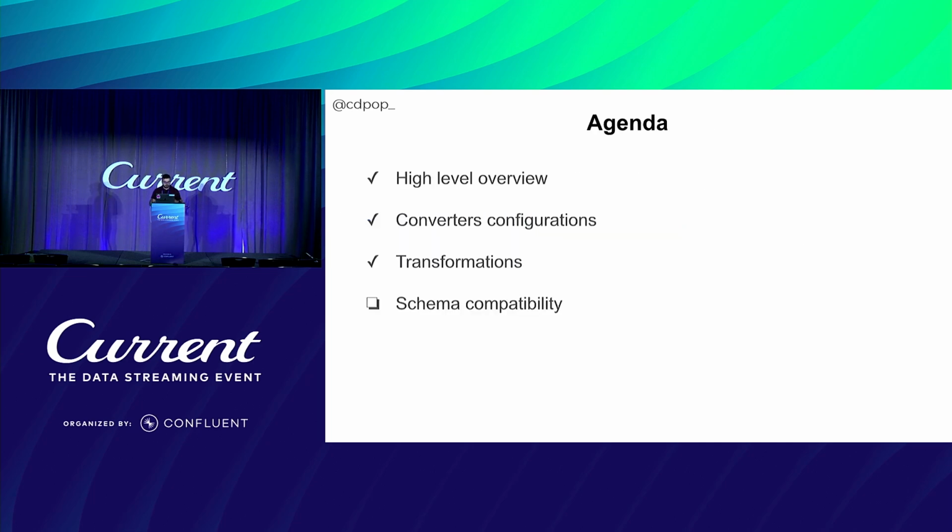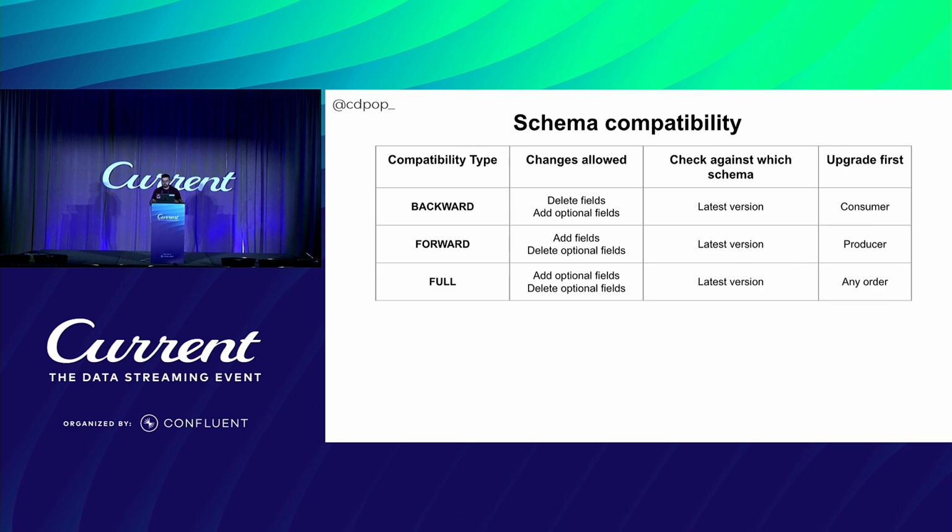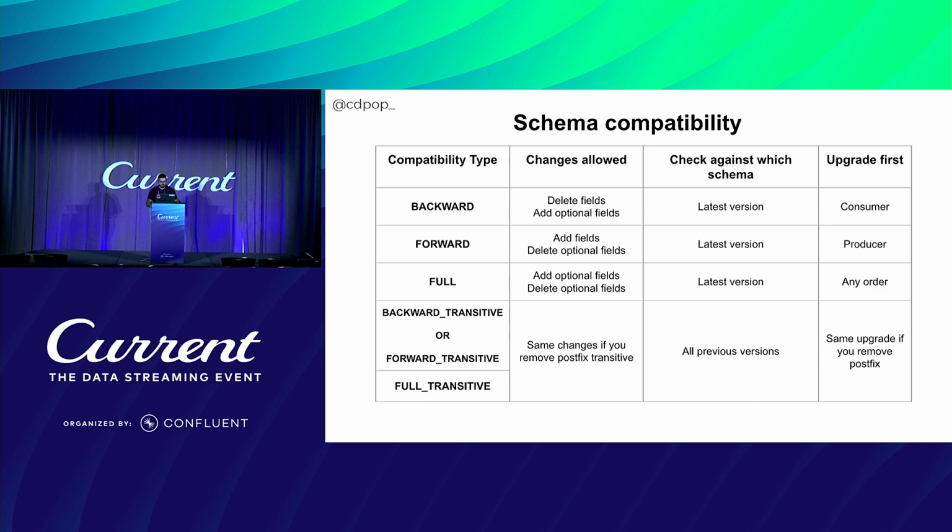So let's just go through a quick high-level overview of schema compatibilities, which ones are available. So we have backwards. Backwards, you can delete the field type, add an optional field, and it checks against the latest schema before registering it, and you should upgrade the consumer first. Forward, you can add a field and delete optional fields, and normally you upgrade the producer first. And then there's full, where you can add optional fields and delete optional fields, and it doesn't matter which order you upgrade the client.